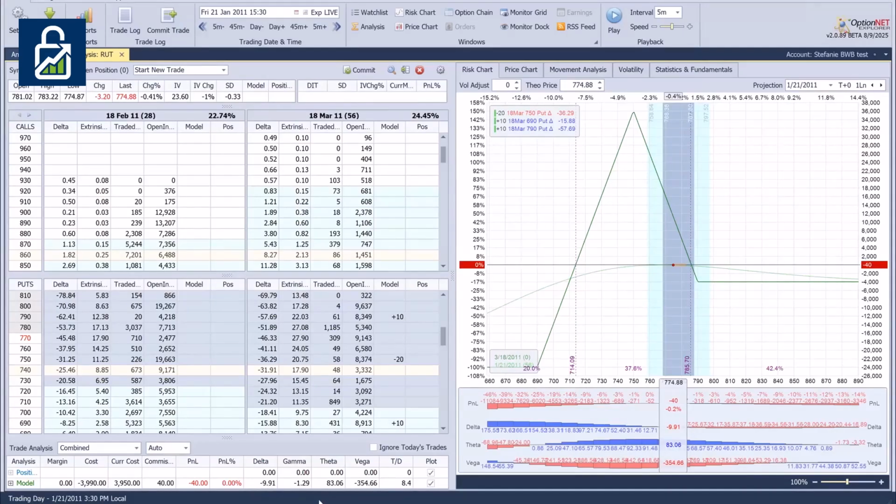I have a theta number, which we know theoretically, if nothing changes, I should gain value, theoretically over $83 by tomorrow. I have this Vega number, which is telling me if implied volatility changes by 1%, I should lose $354, assuming the price doesn't move. Because my Vega here is different than my Vega here.